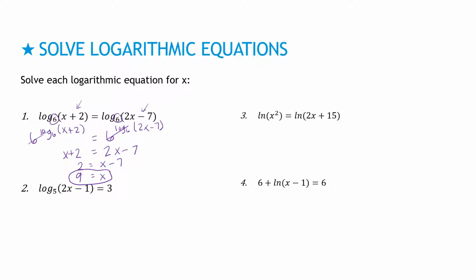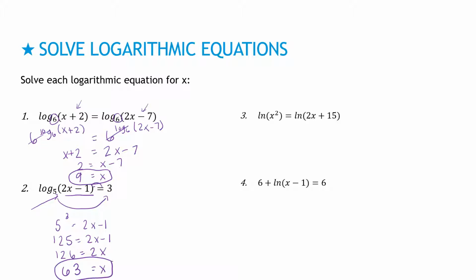For 2, again, I'm just going to swirl this one. 5 to the third equals 2x minus 1. And again, it's because the 2x minus 1 is in parentheses that I can do that. This side's 125 equals 2x minus 1. Let's add 1 to get 2x by itself. Let's divide by 2 to get x by itself and get 63 as my answer. Again, would that make the expression positive? Yes, it would.